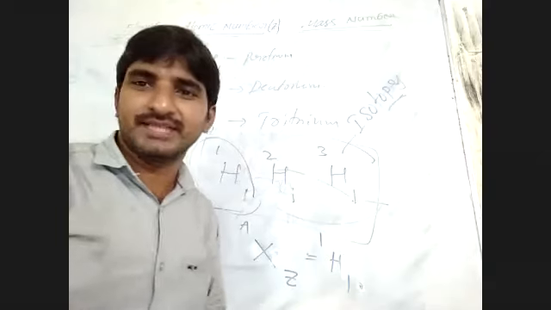Isotopes means same atomic number, different mass number. Okay, ma, thank you. So this is existing.